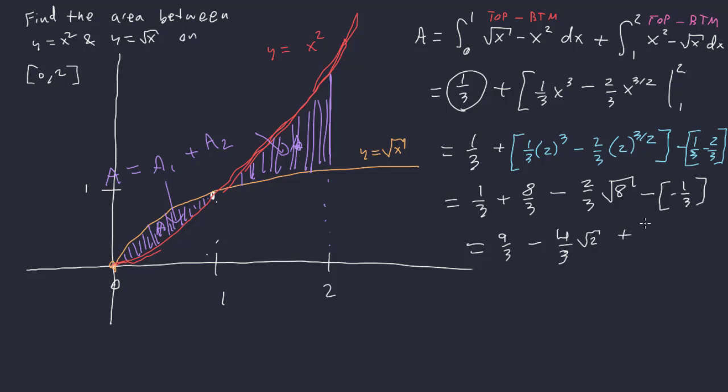And this will become plus 1/3. So I can either write this as a 3, or I can bring this together with the 1/3 to get us 10/3 minus 4/3 root 2. All right, now that doesn't look very meaningful if we're talking about area. That's the exact answer.